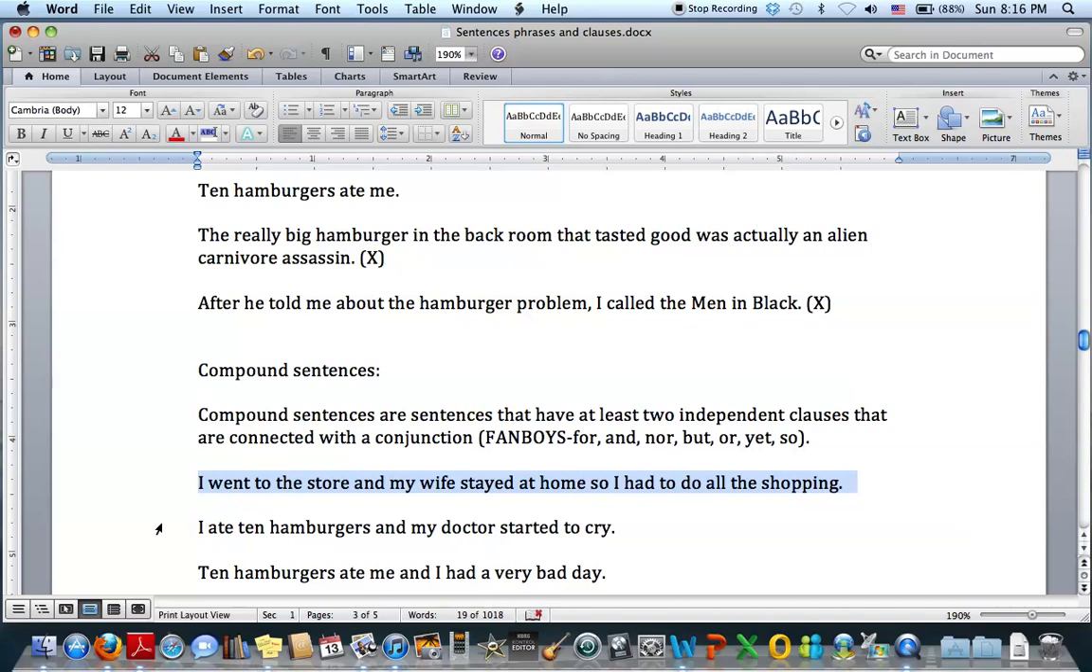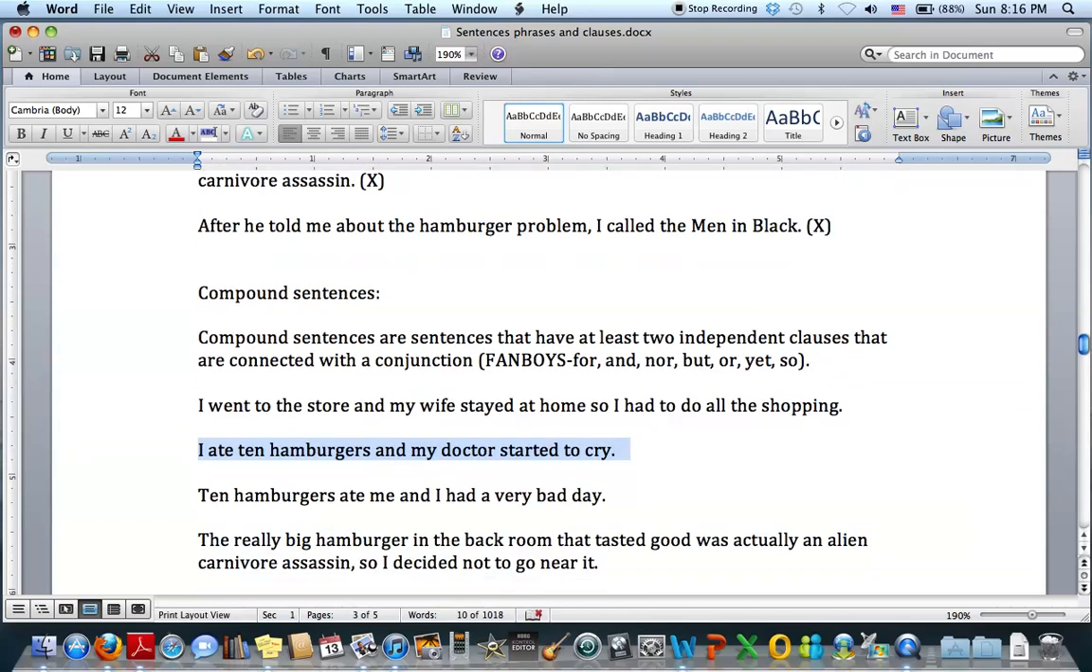All right, same deal here. I ate 10 hamburgers and my doctor started to cry. Same deal. Independent clause and independent clause. 10 hamburgers ate me and I had a very bad day. Again, same deal right there. We don't need to go into any more detail in that in particular.